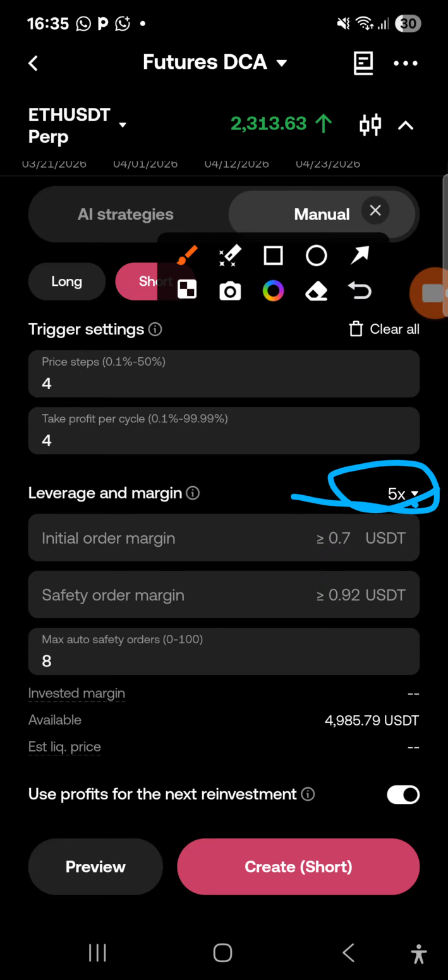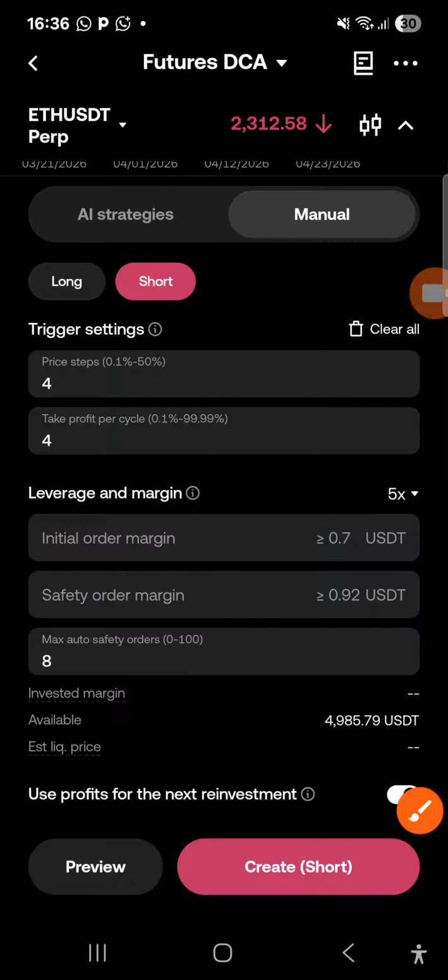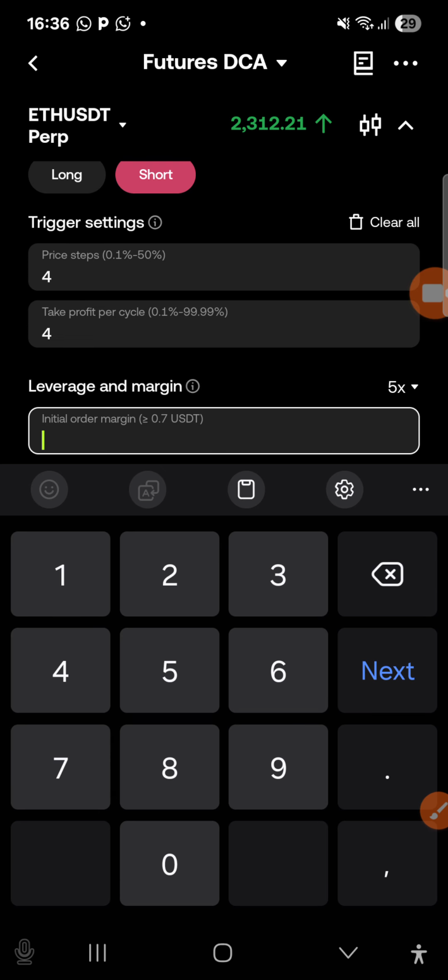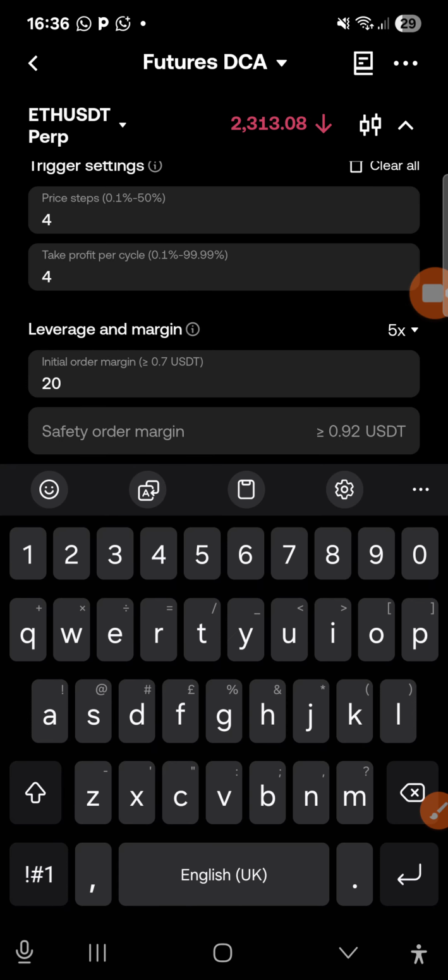Okay, now here they say initial order margin. Initial order margin means the money that you want to be first in the market. I can call it the first buying amount. You can remember first buying amount wherever you have used it. Now let me put, for example, $20 as the first buying initial order margin.